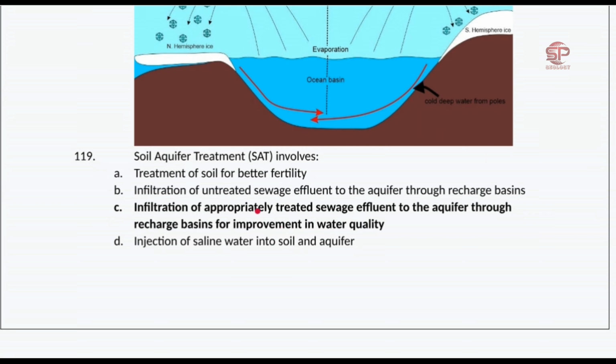Then soil aquifer treatment. You can see the definition like this: infiltration of appropriately treated sewage effluent to the aquifer through a recharge basin for improvement of the water quality. So it is used for water quality treatment. So it is called soil aquifer treatment.